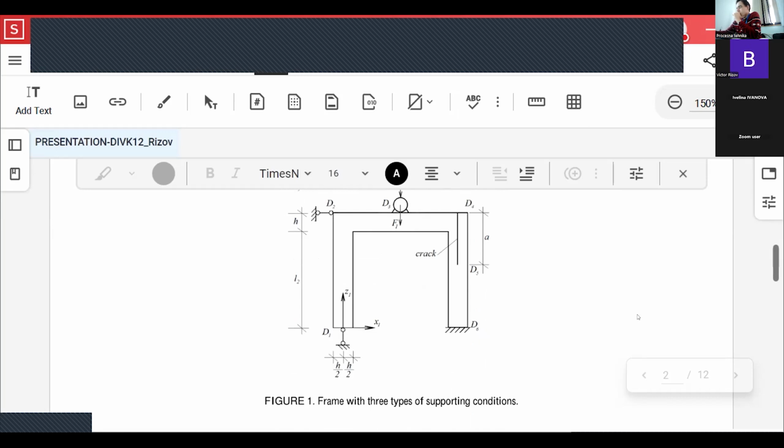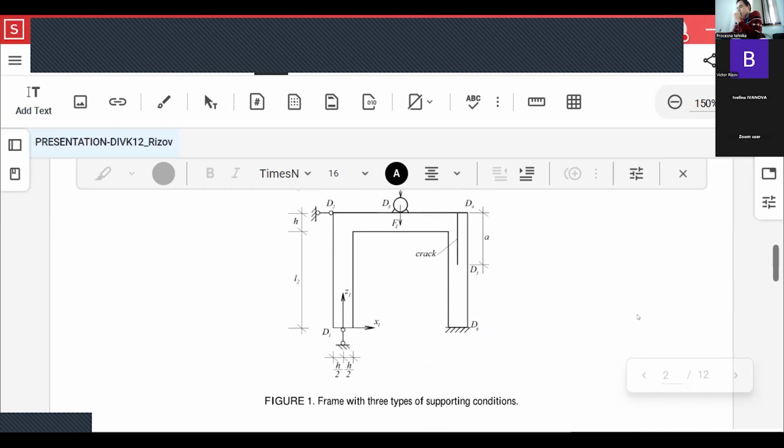The part D4, D5 of the frame, vertical member, D4, D6, is split by a longitudinal crack. Actually, this is a vertical crack, as you can see on the screen. A periodic load acts in point D3 on the frame horizontal member.